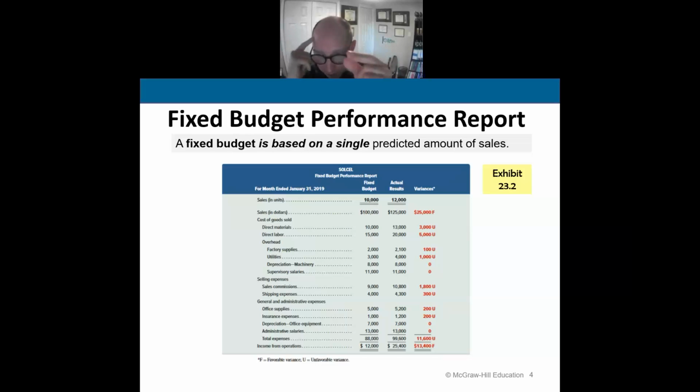You see two things here. There's a letter, F. I'm not going to say that altogether, but F means favorable, in favor of, and U means unfavorable, or that's not so good.